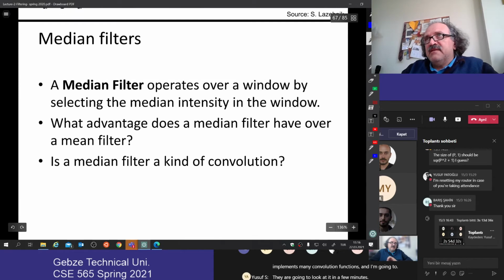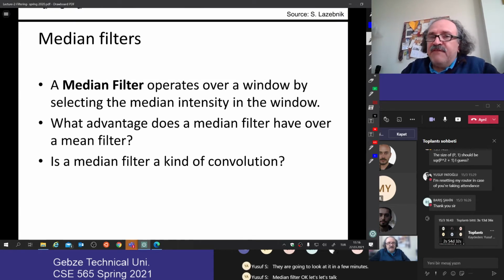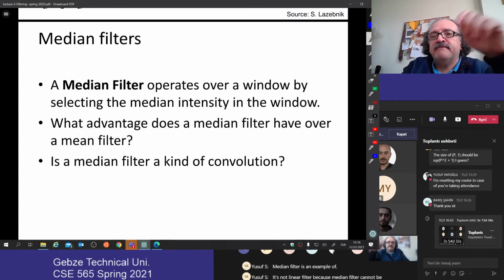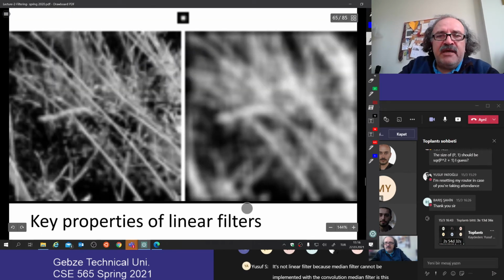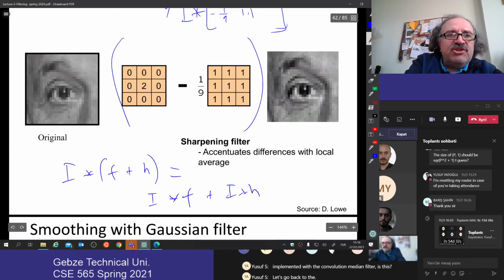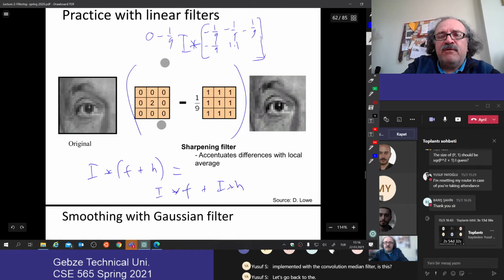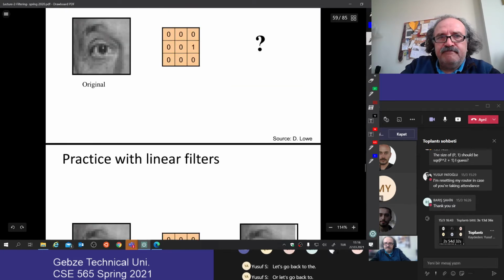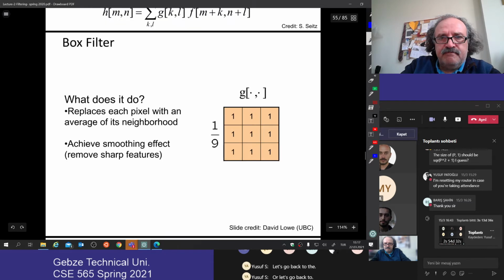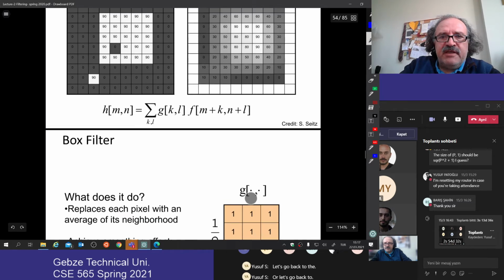Median filter. Okay, let's talk about non-linear filters a little bit. Median filter is an example of a non-linear filter because the median filter cannot be implemented with convolution. Let's go back to this image.